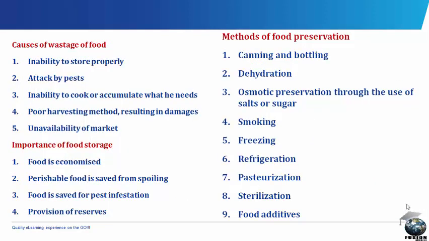Causes of wastage of food. 1. Inability to store properly. 2. Attack by pests. 3. Inability to cook or consume what is needed. 4. Poor harvesting method resulting in damages. 5. Unavailability of market.